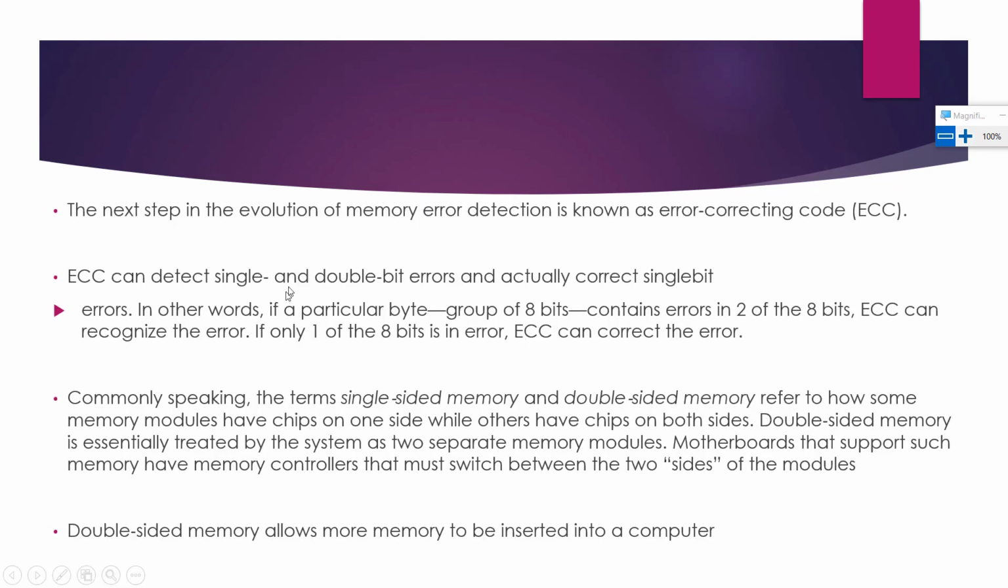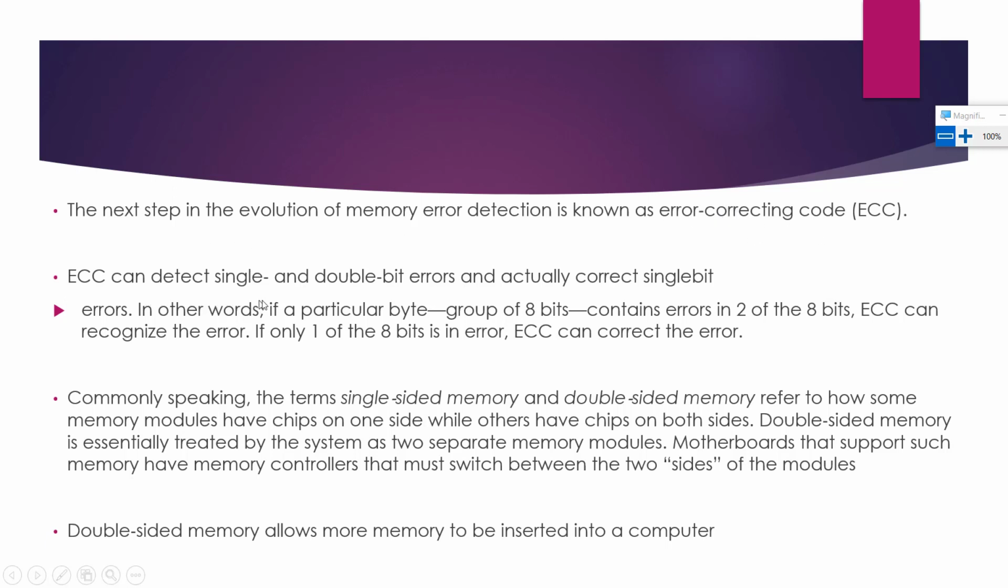And then the next step in the evolution of memory error detection is known as error correcting code. This is called ECC. The previous one was memory error detection. So this is the evolution, right? The next is the error correcting code, ECC.